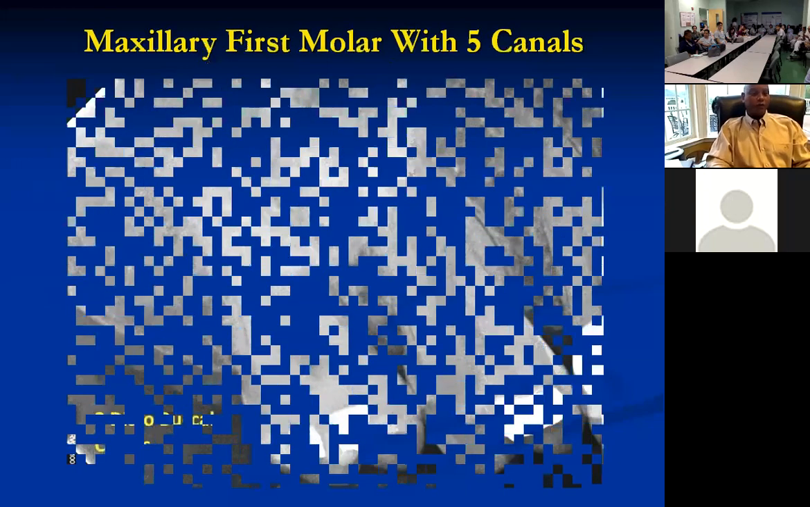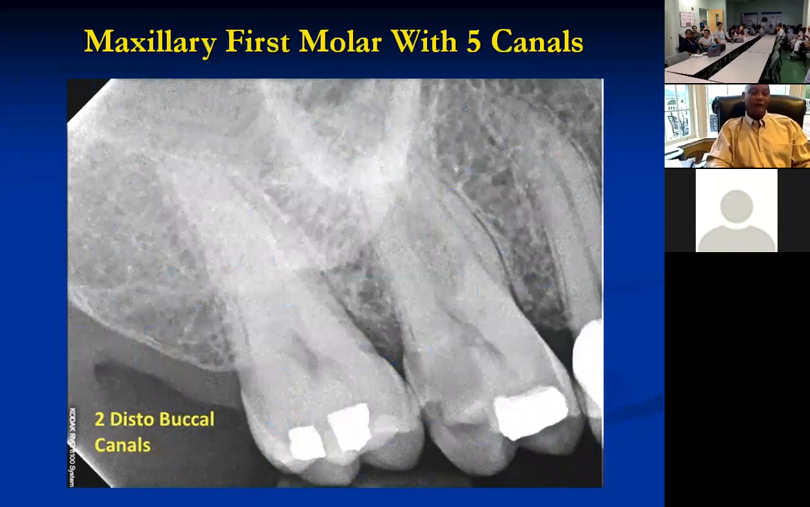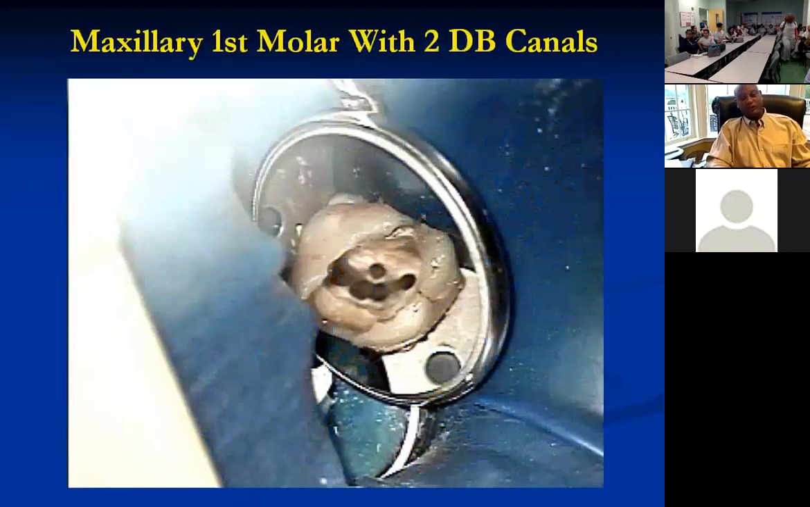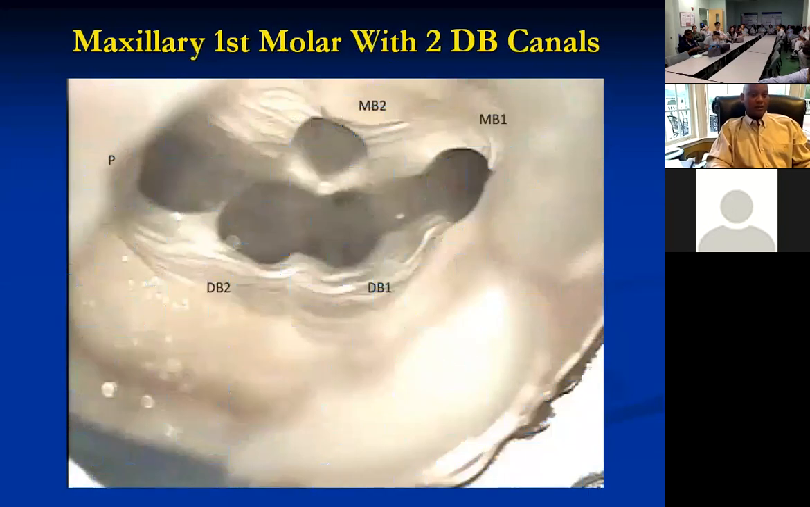So we find a lot of variation. This is a maxillary first molar with 5 canals. This one had 2 distal buccal canals, which is really rare. You just don't see that often. But when you look at it, it just looks like a regular maxillary molar. But then when you take a look down in here, you see this has 2 mesial buccal canals. It's got 2 distal buccal canals, and it also has a palatal canal. Once again, you don't see 2 distal buccal canals that often, and they had separate apices on the distal buccals. So once again, that's something that's rare.